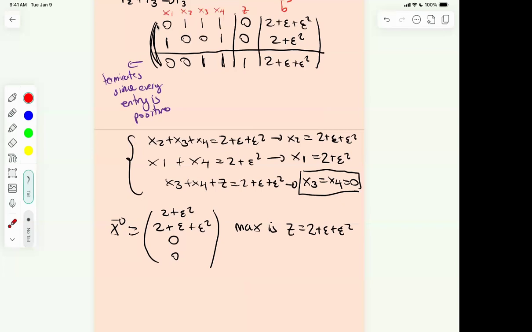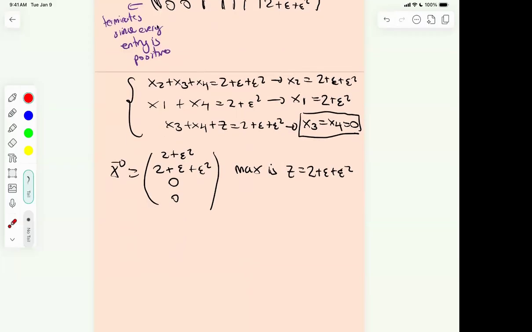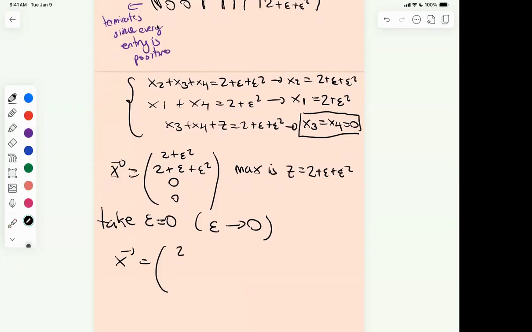The other thing that I was going to say is that the cool thing is that if you take epsilon going to zero, then you get the maximum to the original solution. So what is the limit? Now take epsilon, I mean, you can think about it more cleverly. It's kind of like a limit thing where epsilon is going to zero. And then the max to the original problem is 2, 2, 0, 0.